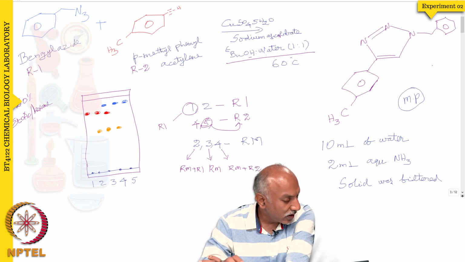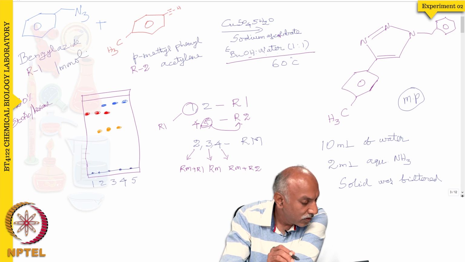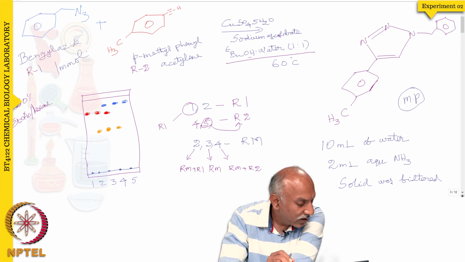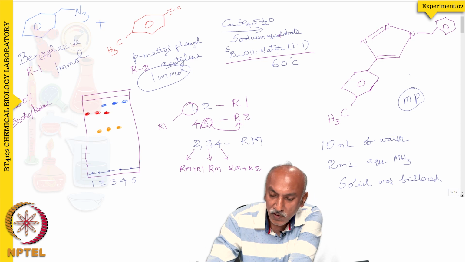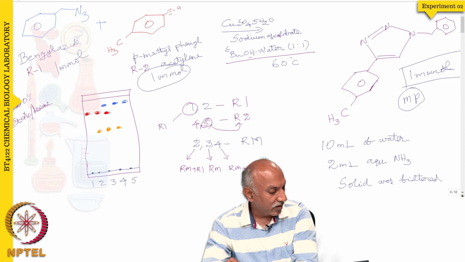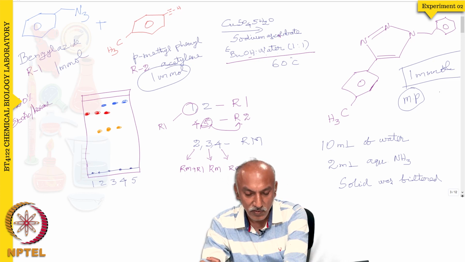This is based on, say, 1 millimole of azide being taken, and of course 1 millimole of acetylene also taken. So, you will get nearly 1 millimole of triazole compound. The reaction is almost quantitative. Yields vary between 90 to 95% depending on the various conditions.